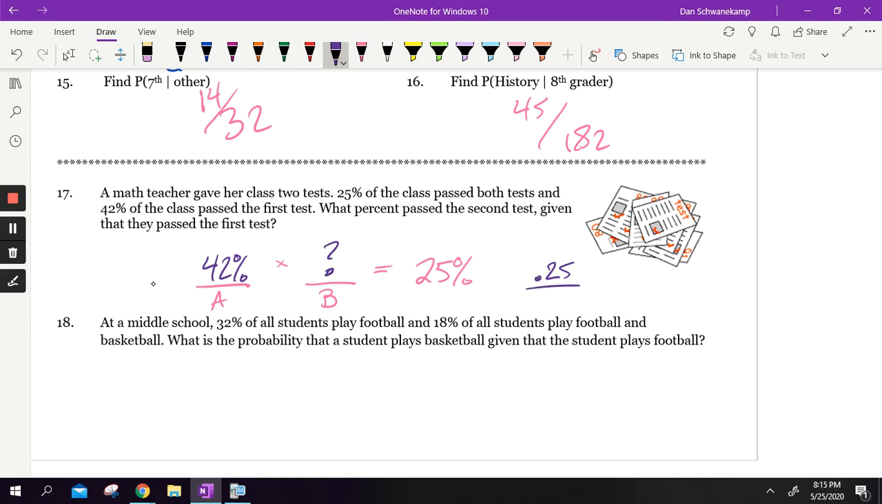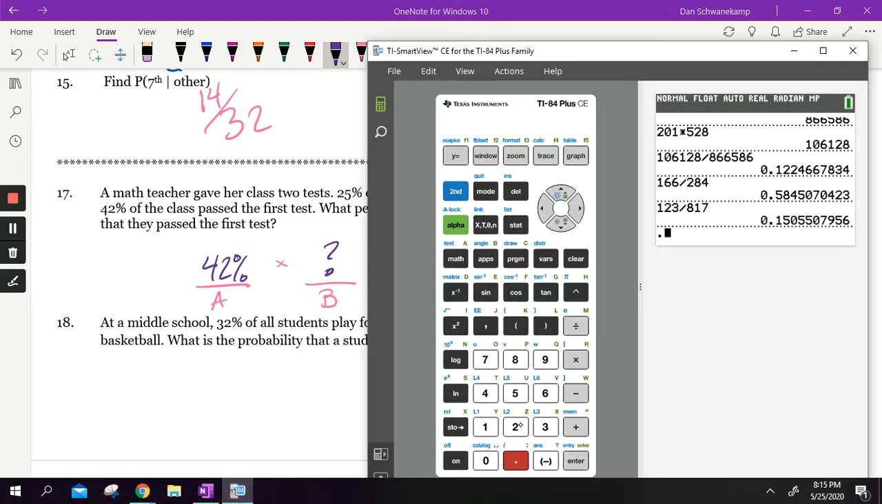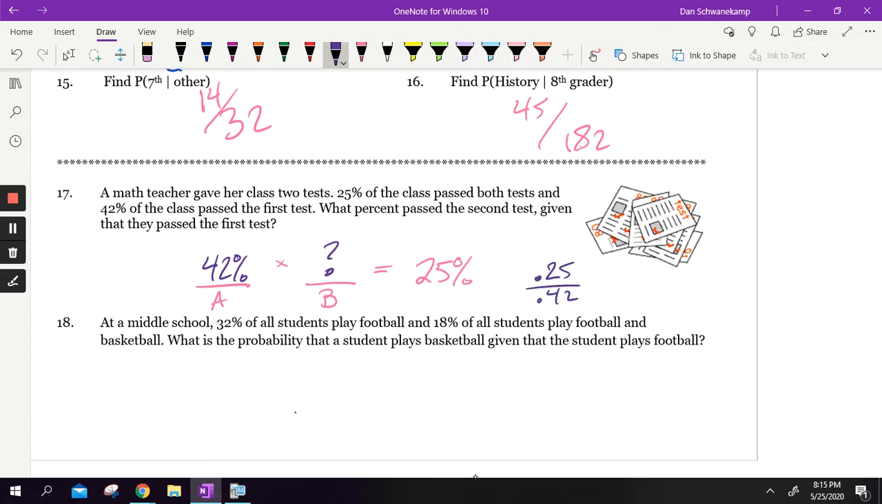0.25 divided by 0.42, because this is a multiplication problem. To solve for the missing number, I'm going to divide. So I'm taking 0.25 divided by 0.42. 59%, we'll call it 60%, passed this test, which should make sense. If 42% passed the first, 60% passed the second, that gives us 25% of both.